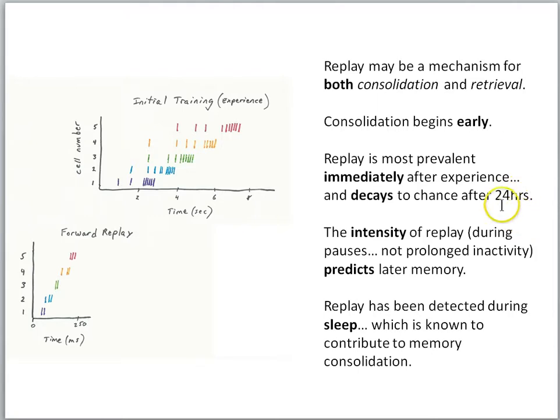The intensity of replay during pauses, but not prolonged activity, predicts later memory. So scientists have found that the more replay and the more intense that replay, that's correlated to better memory for whatever was just learned. And replay has been detected during sleep, which is known to contribute to memory consolidation. So hippocampal replay may be one of the mechanisms for how the brain is consolidating memories.